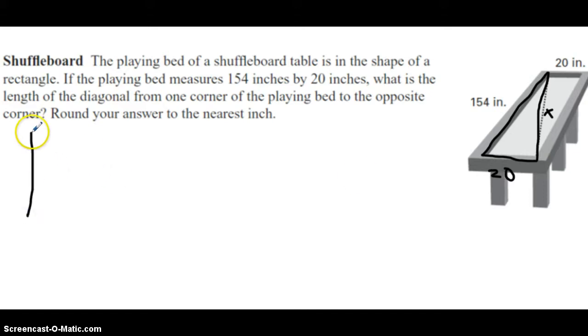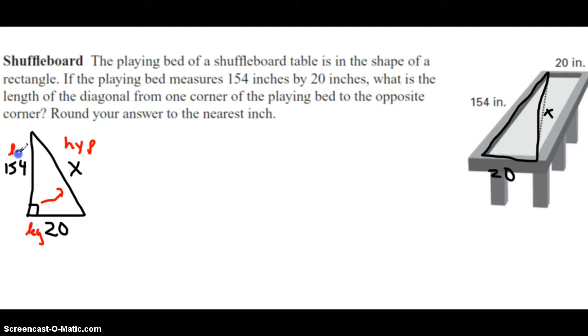Well, I like to draw the triangle then and pull those measurements, 154 and 20. There's a 90-degree angle, and this is x. I think it's easier if we kind of eliminate distractions and we just look at the measurements given. Now I want to identify the hypotenuse. It's always across from the 90, so I will say this is the hypotenuse, leaving me with a leg and a leg over here.